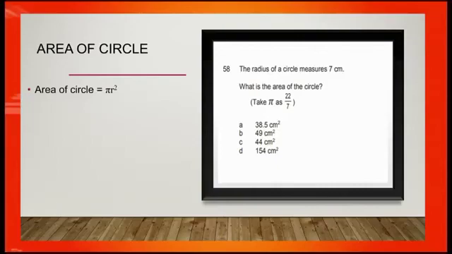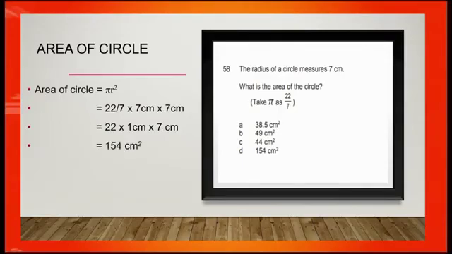So what are you going to do? You're going to substitute the values that you're given. Pi is 22/7 multiplied by r squared, which is 7 multiplied by 7. And you would of course simplify as best as possible, and then you do your multiplication. So you have 154 square centimeters is the area of this circle having a radius of 7 centimeters.